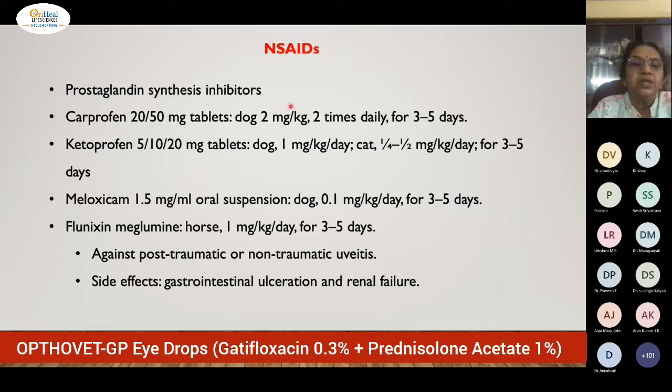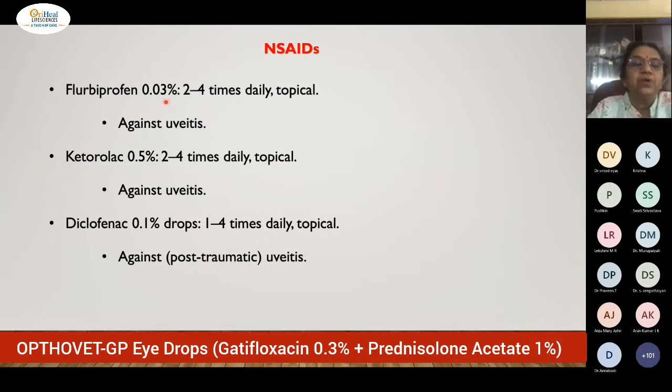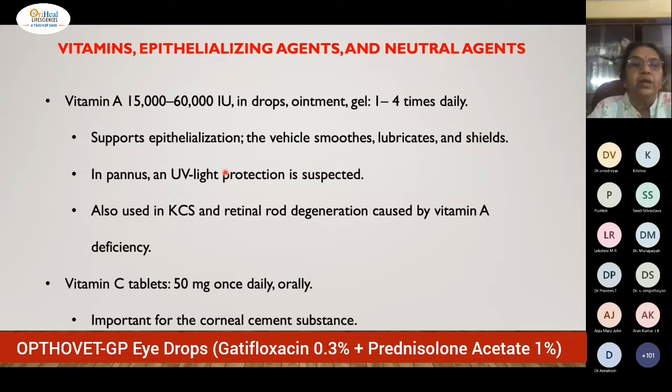If at all I use NSAIDs, it will be flurbiprofen, which will be given in case of a low-grade uveitis prior to cataract surgery. Flurbiprofen is available as 0.03%, two to four times. You can give it against uveitis. Ketorolac and diclofenac are also available in the market.